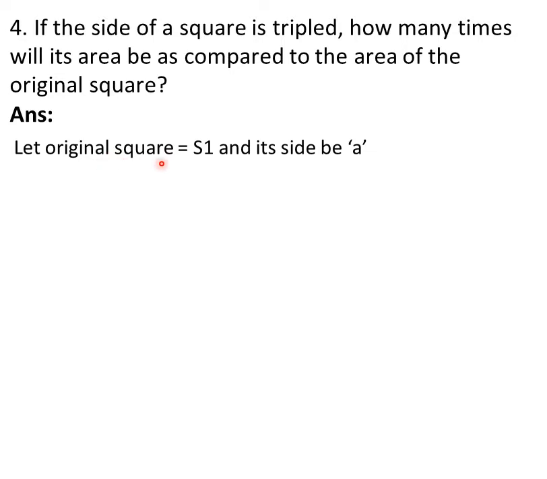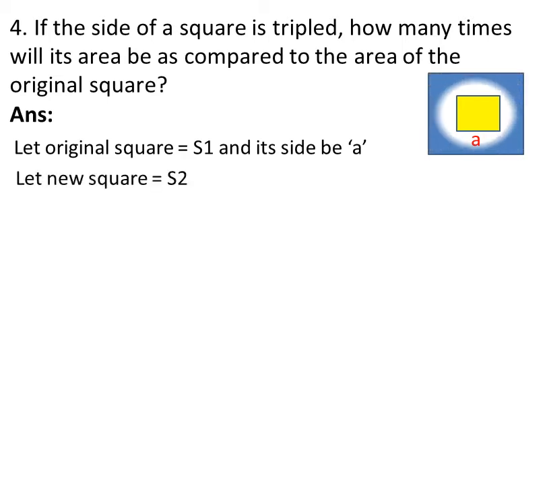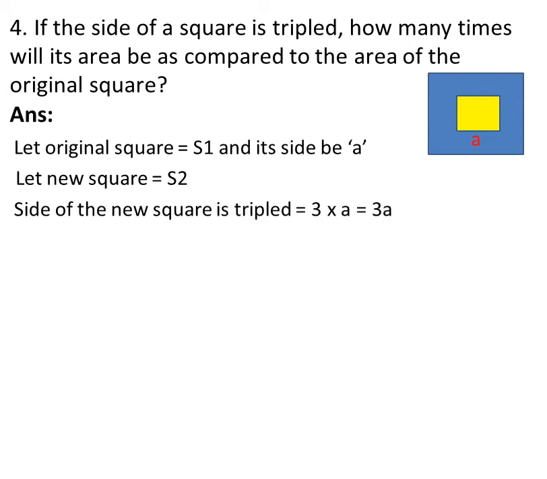So you will say let the original square be S1 and assume that its side be A. Okay, so we'll draw a square and we'll give the side the measurement of A. Now we'll have to take another square S2, right? So let the new square be S2 and that will be bigger in size. Okay, and what is the length of that? What is the length of the side of the new square going to be?